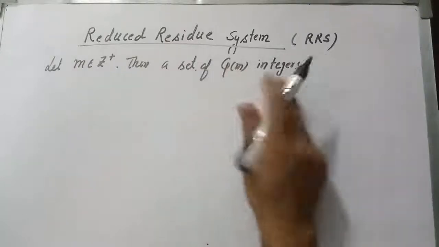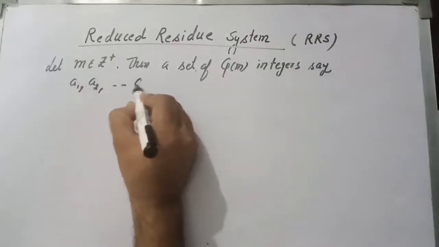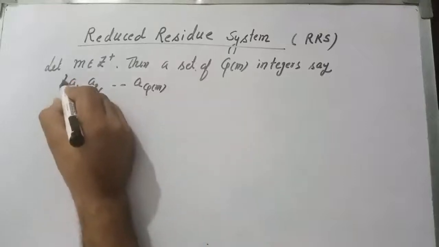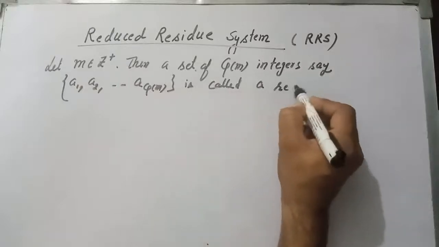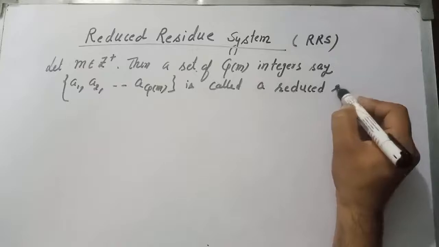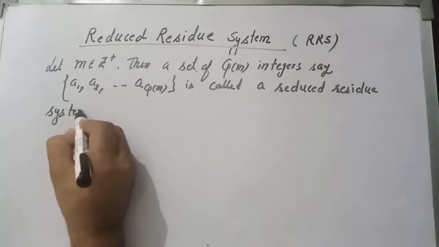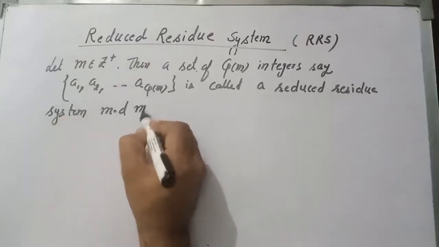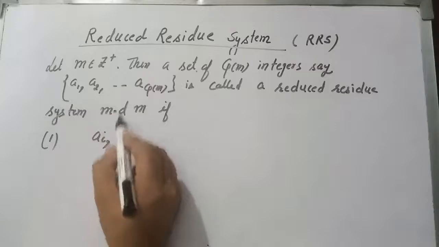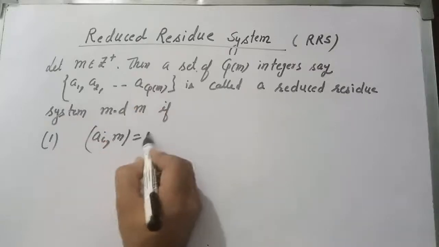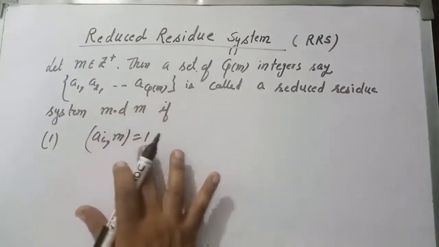Phi m integers a1, a2, up to a phi m is called a reduced residue system modulo m if, number 1, all integers a1, a2, up to a phi m have GCD 1 with m. The integers you take here must be phi m in quantity, and the GCD of each of them with m must be 1.